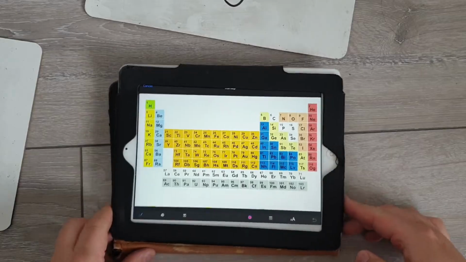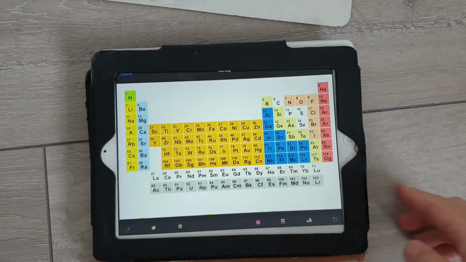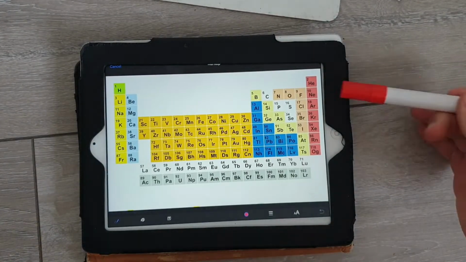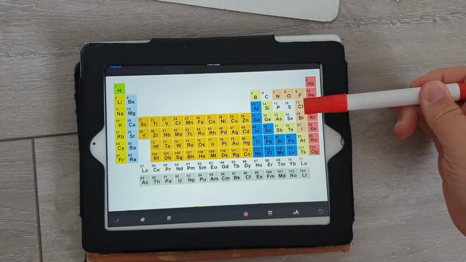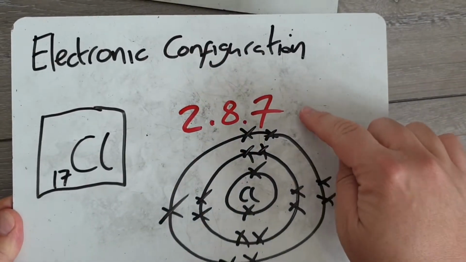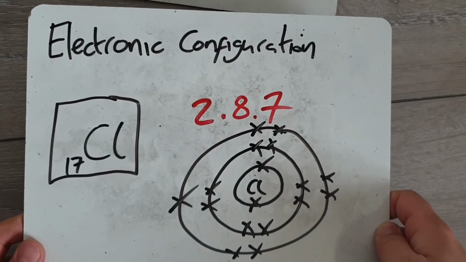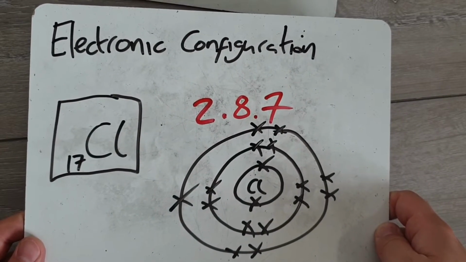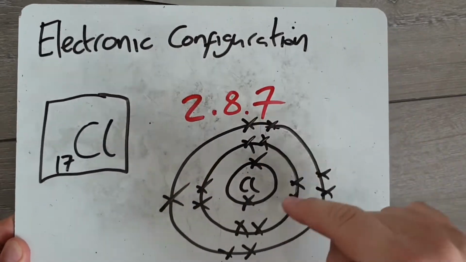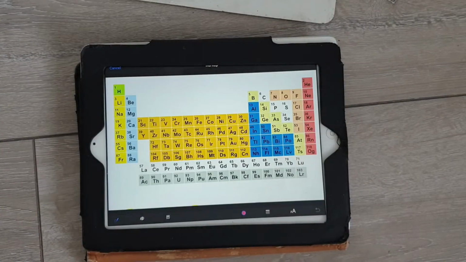Hopefully this is visible. Let's zoom in a little bit. So you've got the periodic table here, and chlorine is just there, and we said it had 7 electrons on its outer shell. Atoms want to have a full outer shell. Having a full outer shell makes them nice and stable, so that's what they strive to get. Chlorine isn't stable because it's only got 7 on its outer shell, so it's got space for 1 more.